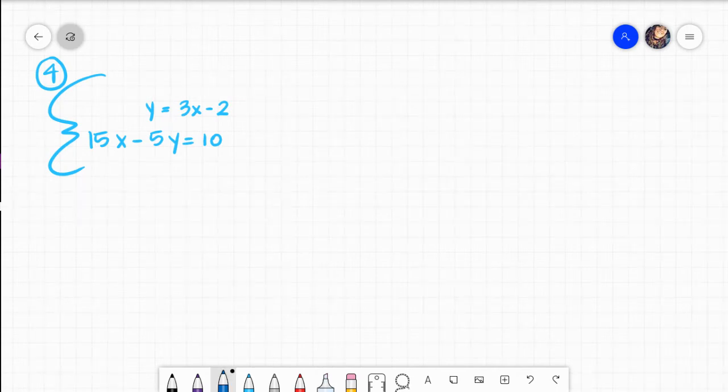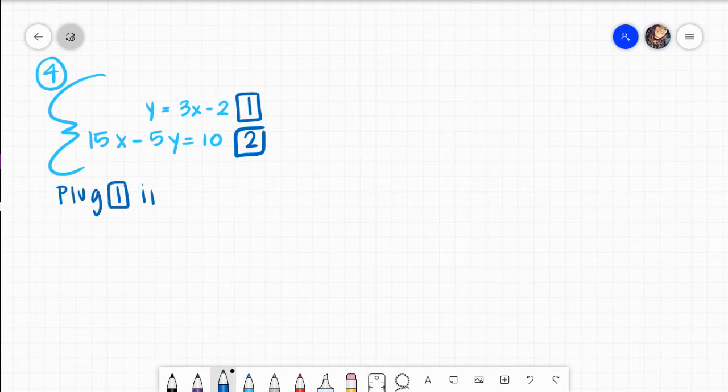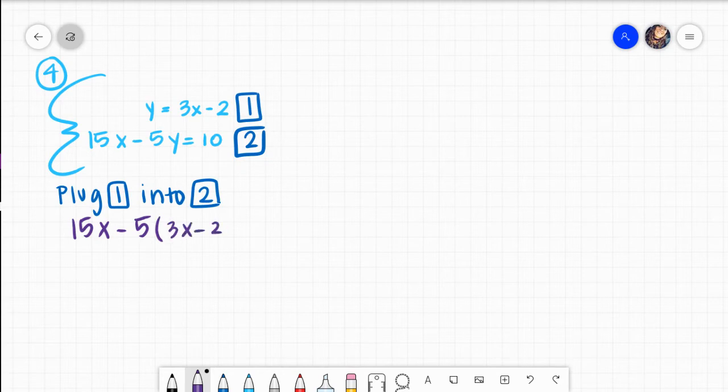Just to make things clear, let's call this equation 1 and this equation 2. Because equation 1 is already solved for a variable, I can just plug equation 1 into equation 2. Looking at equation 2, I have 15x minus 5y equals 10. So let's plug that in. My 15x is 15x minus 5 times y, but I'm plugging in y. Then we have equals 10.